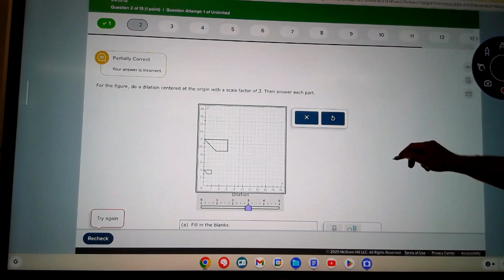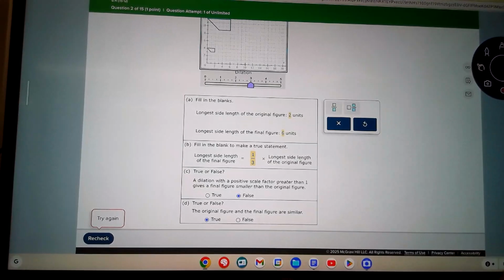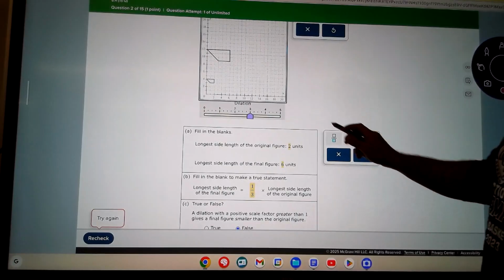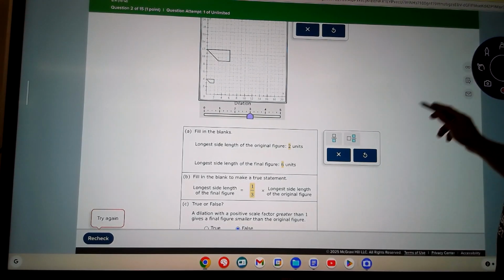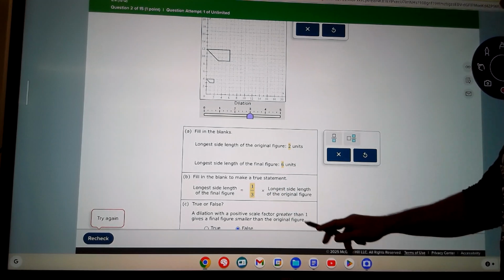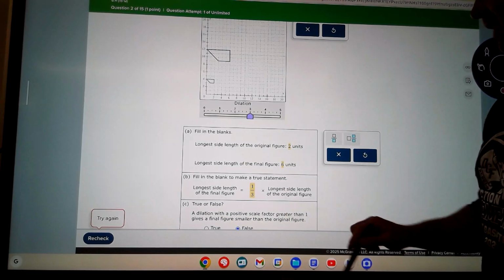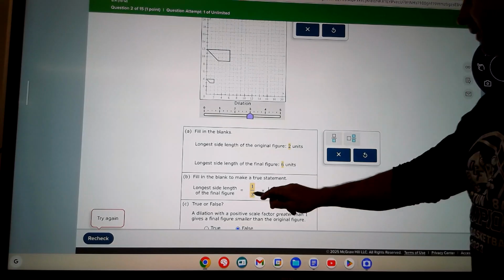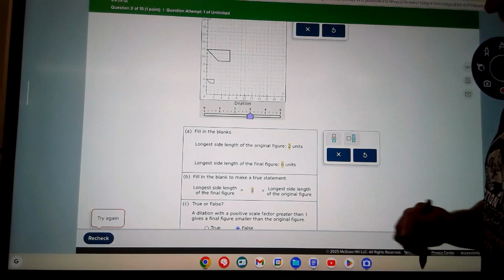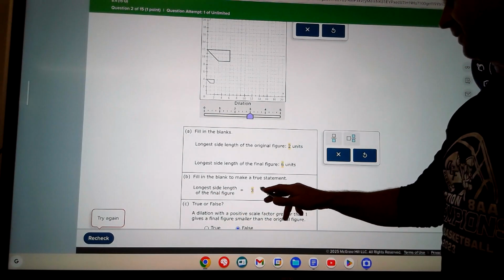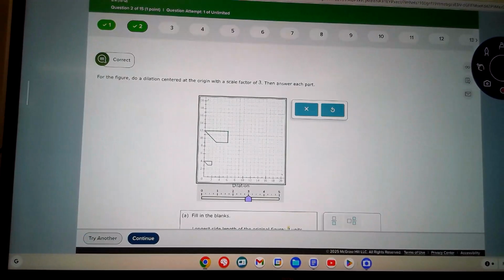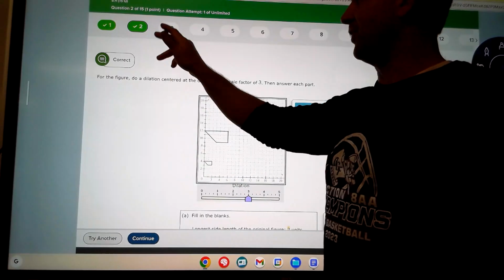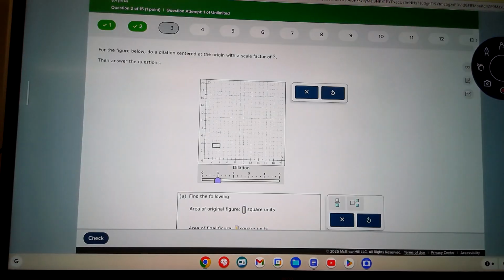What happened there? I'm thinking about this, but this is weird. The longest side of the final figure equals, oh, I thought it was going here times that. I didn't know it was this. Okay, that seemed weird. I thought this should have been 3. Let's get rid of this. I thought they were trying to take this times that. It's this times this. There we go. Now let's check. There we go. I don't know why they're trying to switch it around. Watch the wording on that one.